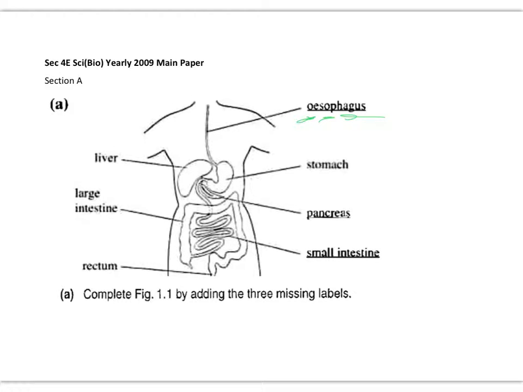Hello everyone, let's do year 2009, the main paper. Now, first question would be quite simple for you. You're asked to label the different parts of the digestive system. So the esophagus, make sure you spell O-esophagus, esophagus properly. Pancreas, which is a leaf-like looking organ, is connecting to the duodenum and the small intestines.